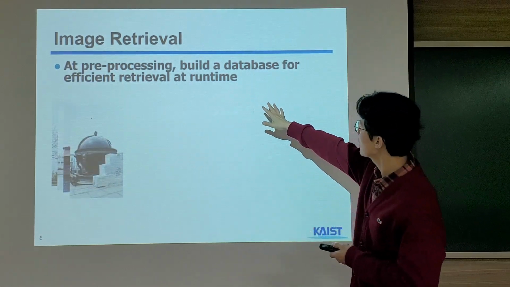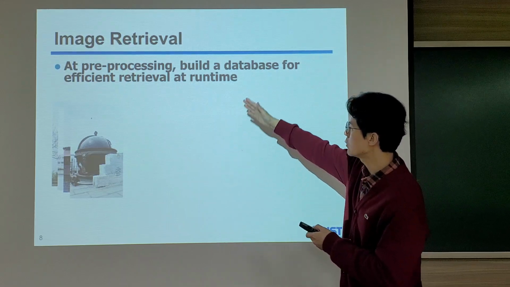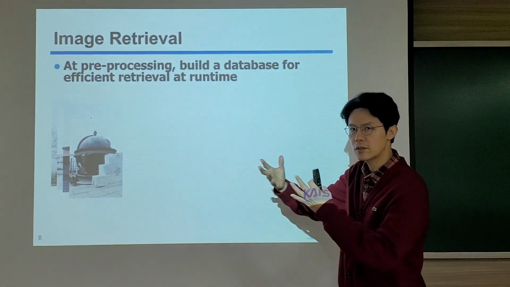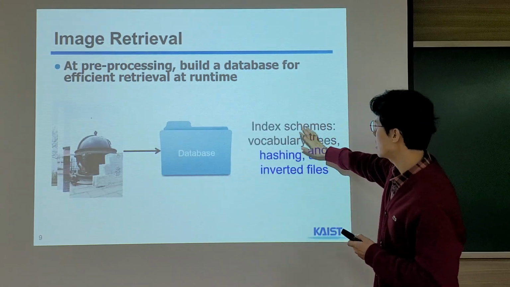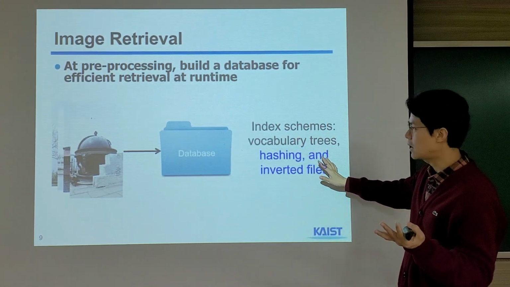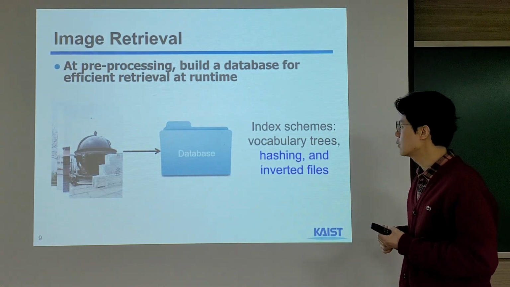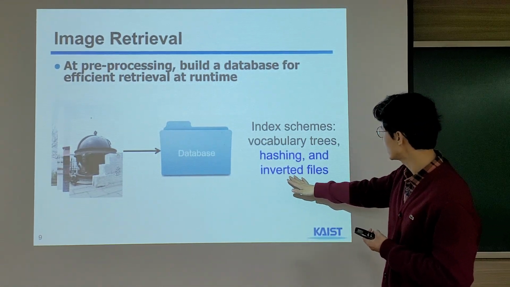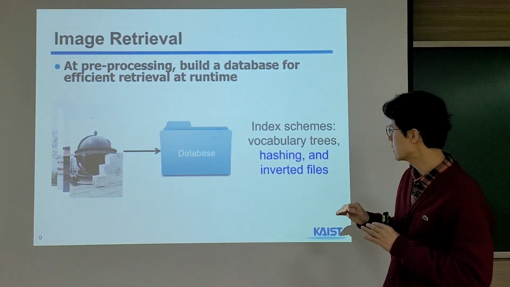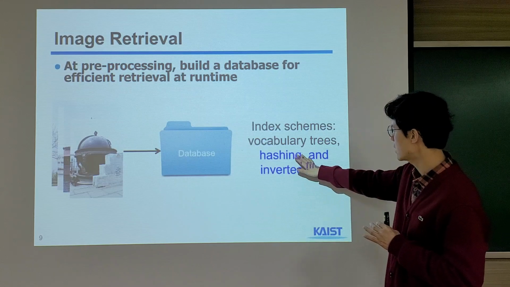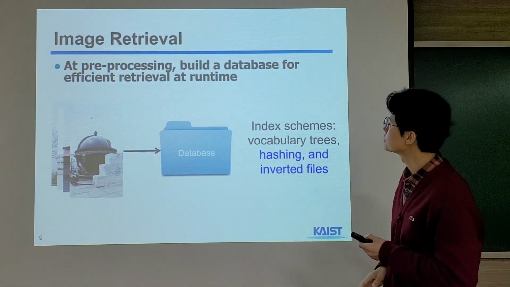And then we build the database for efficient retrieval at run time. In this pre-processing time, we collect those images, extract the features, and then organize them into some sort of database. There are many different indexing schemes. Back then, we used this vocabulary tree, but we can use hashing or inverted files. But recent systems use some combination of hashing techniques and inverted files. We will talk about those techniques later on.